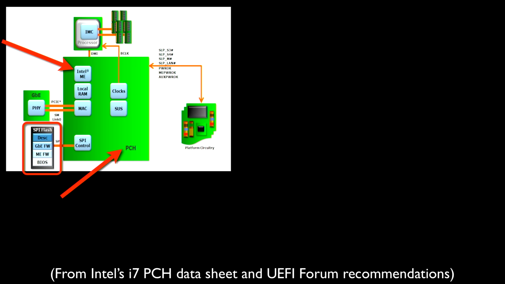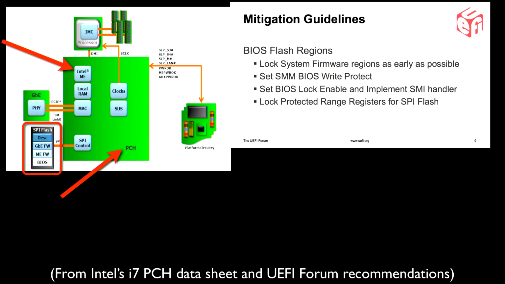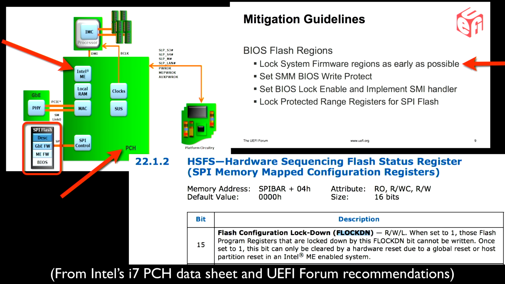When the system boots, the UEFI forum recommends that all of these regions be locked as quickly as possible. This is done via registers like flockdown that control access to the configuration and the read-write access, and they can only be cleared during a hardware reset. So once the system is booted, you can't write to those parts of the ROM.